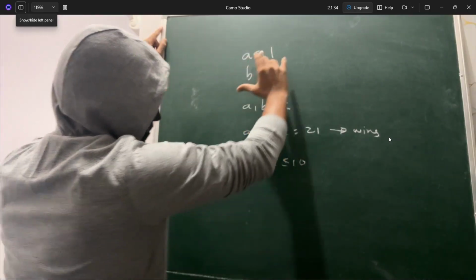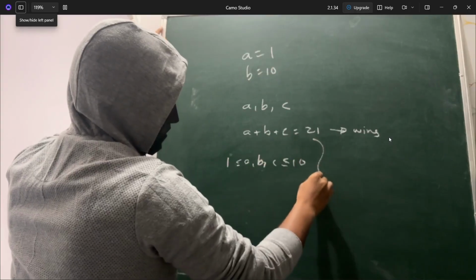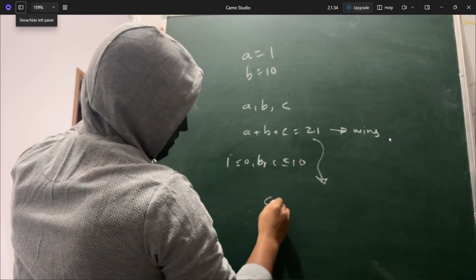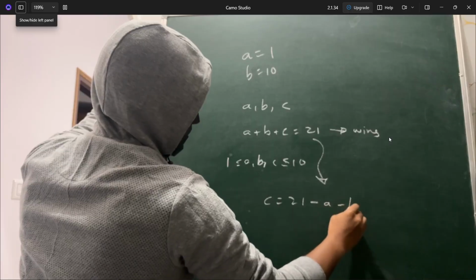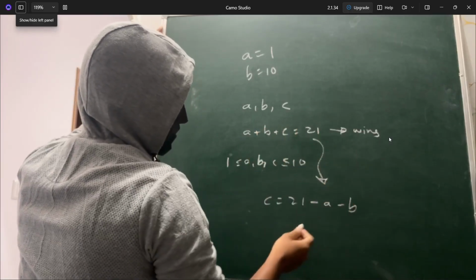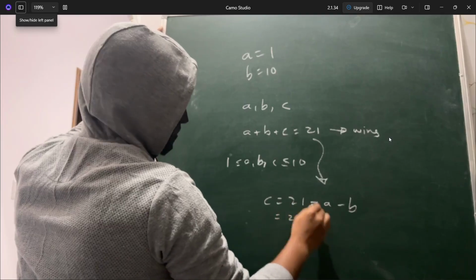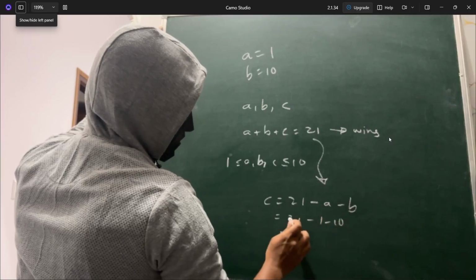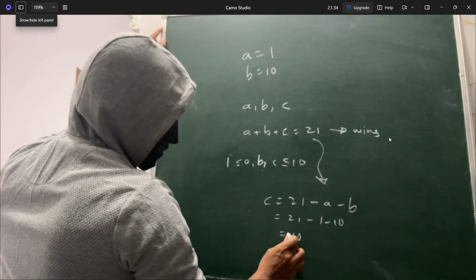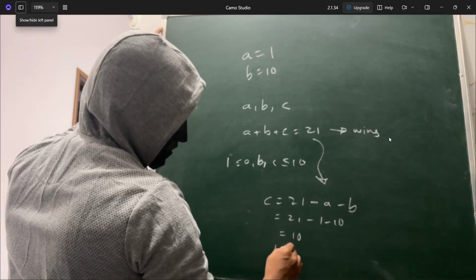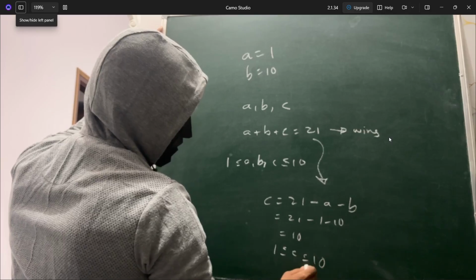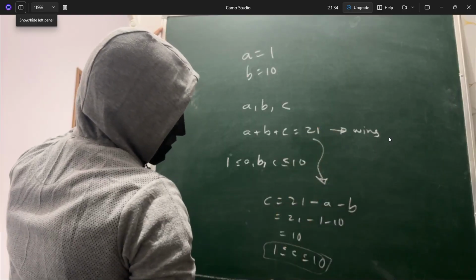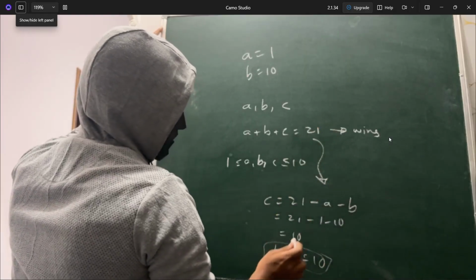In the question they have given a and b, so from this equation what we can find is that you will have to find the c value. C can be written as 21 minus A minus B, because these two came to this side. Now 21 is there, A is 1, B is 10, so 21 minus 11 is 10. So C lies in the range 1 to 10. It is possible that Chef will win the game, so in this case we'll have to return this 10.